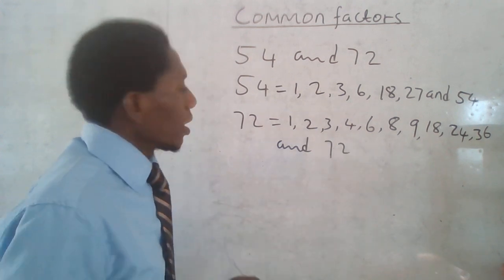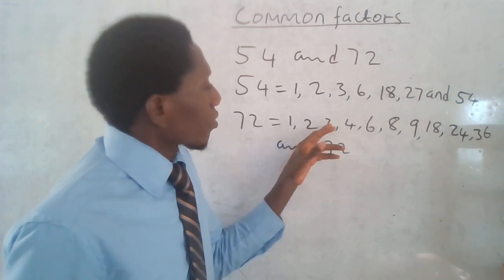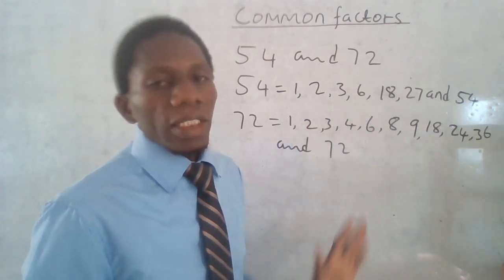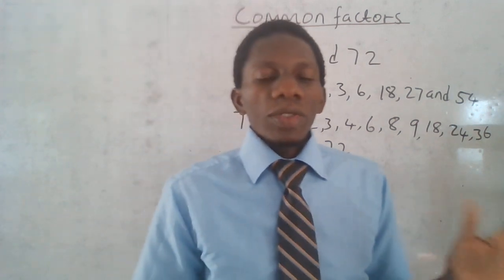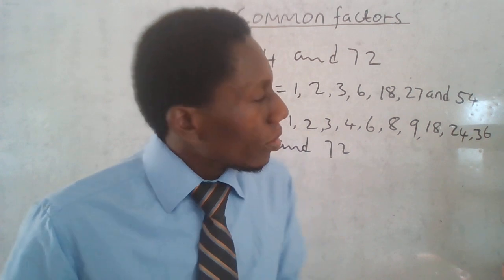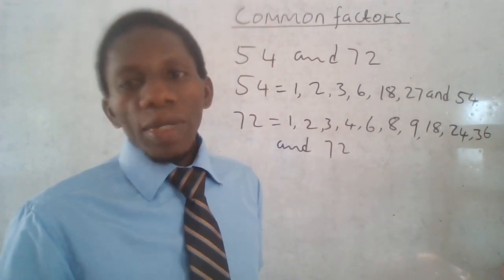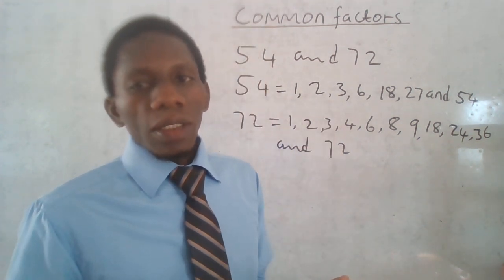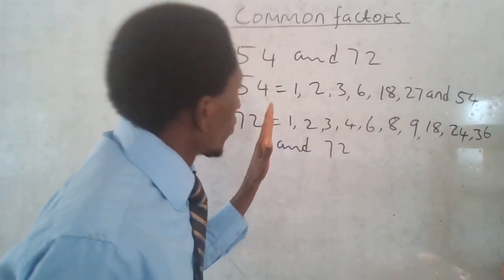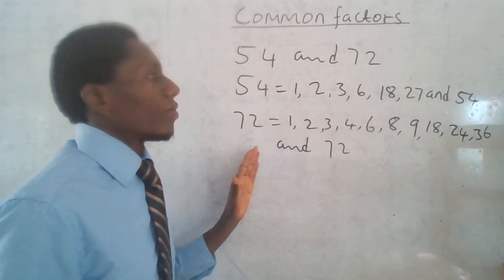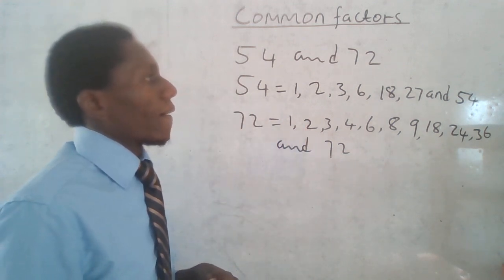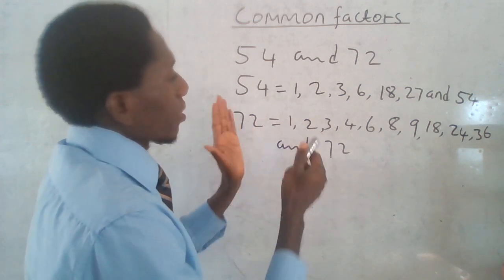So you see 1, 2, 3, 4, 6, 8, 9, 18, 24, and 36 are all multiples of, they are all factors of 72, because they can divide 72 without any remainder. All right, so let's look at these numbers.